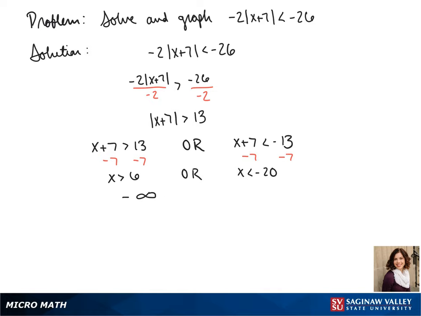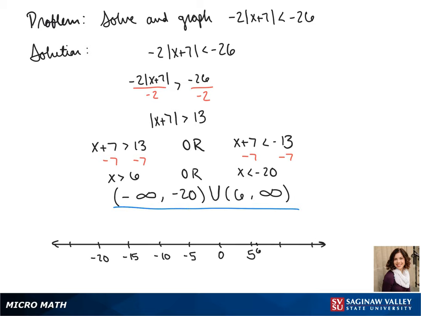To write this in interval notation, anything less than negative 20 we would write as negative infinity to negative 20. And then anything greater than 6 would be from 6 to infinity. And it's including both of these sets, so we say the union between these two sets.